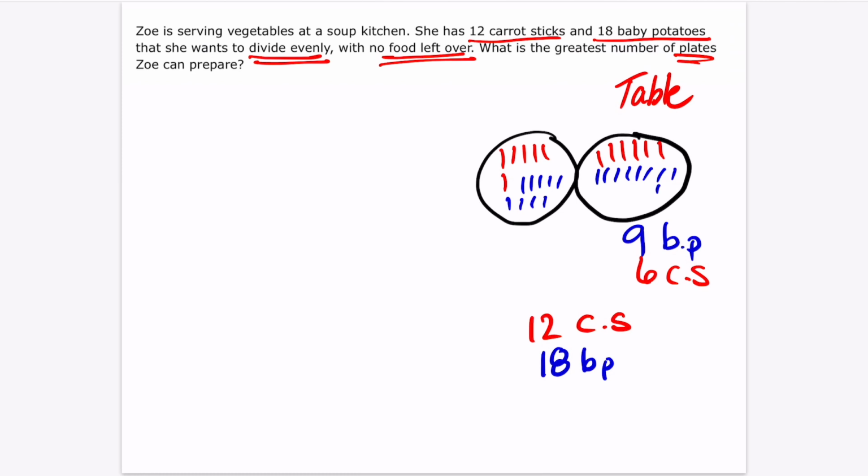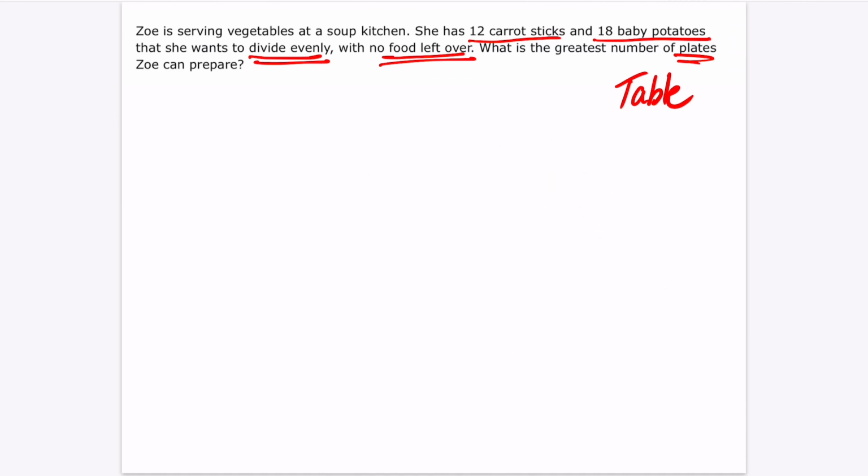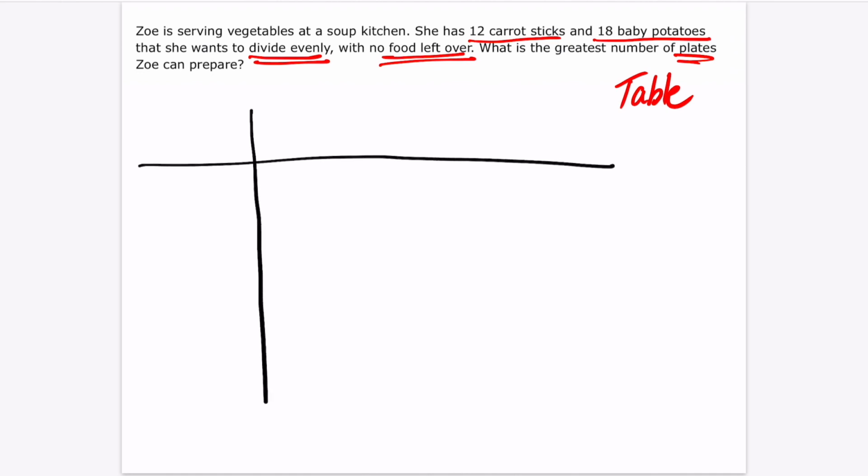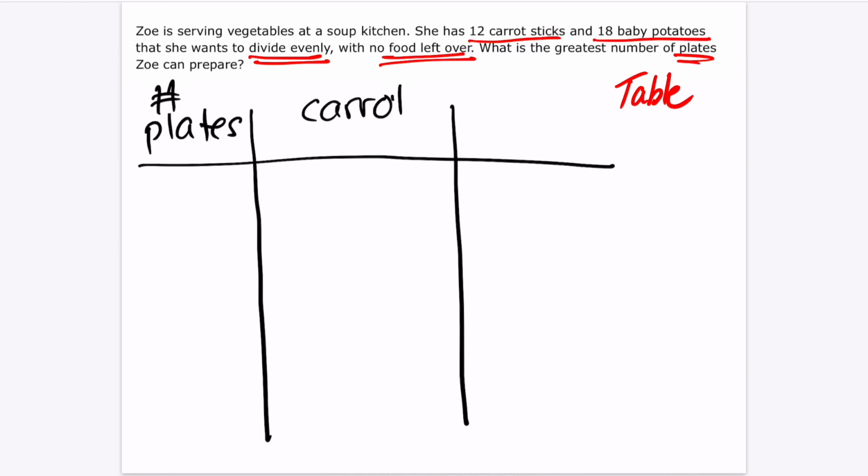But I want to make sure I have the greatest number of plates. So this means a kid would have to keep on using plates and keep on sharing numbers to try and find the greatest number. But with a table, we can do it a little bit faster. So I'm going to draw a table. I am loving my Apple Pen. This makes my pencil so easy to write on my iPad. And I'm going to put number of plates on one side, and then I'm going to put my carrot sticks here and my baby potatoes here.